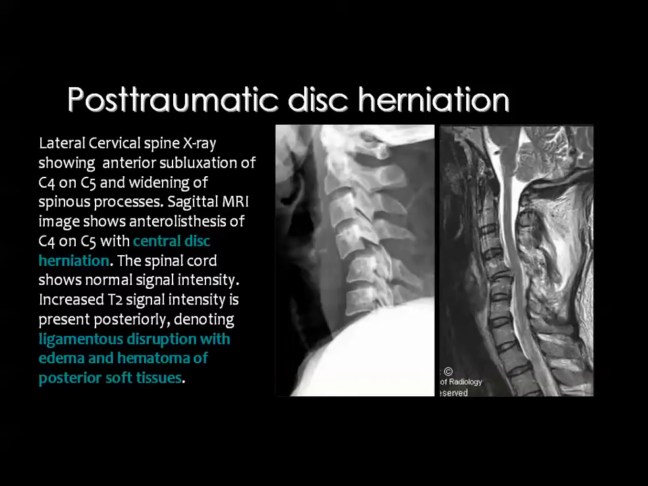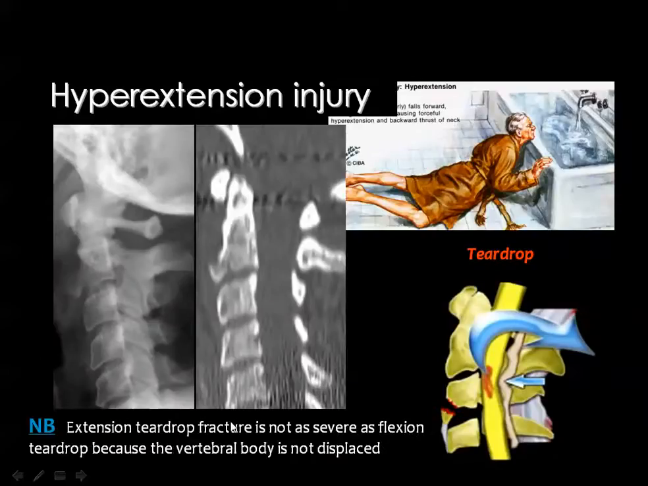And one of the complications of trauma is the post-traumatic disc herniation. Sometimes with flexion injuries, you get spondylolysis of one of the vertebral bodies over the lower one, and this may result in disruption or rupture of the annulus fibrosus, resulting in herniation of the nucleus outside the confinement of the annulus, and this will appear in the images as acute post-traumatic disc herniation.